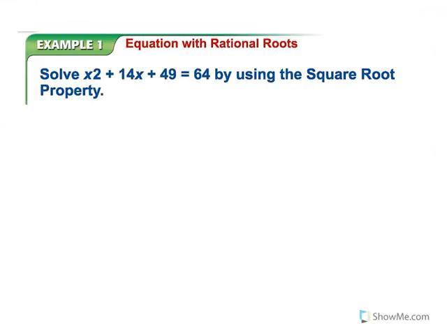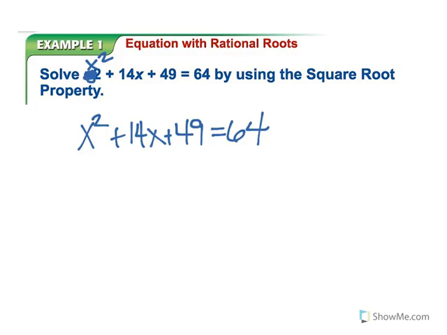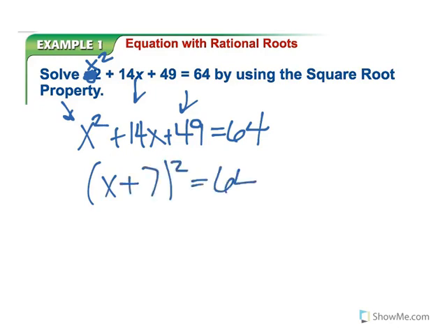Example number 1, we're going to solve x squared plus 14x plus 49 equals 64 by using the square root property. First, we should be able to recognize that 49 is a perfect square, and so is x squared. And we know that the square root of 49 is 7, and if we double 7, we get 14. So this actually factors very nicely to get x plus 7 squared is equal to 64.